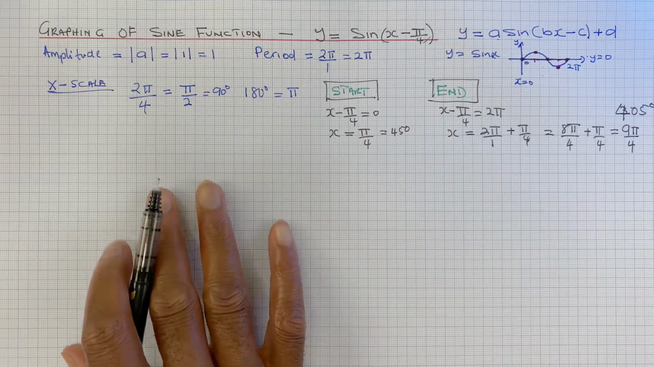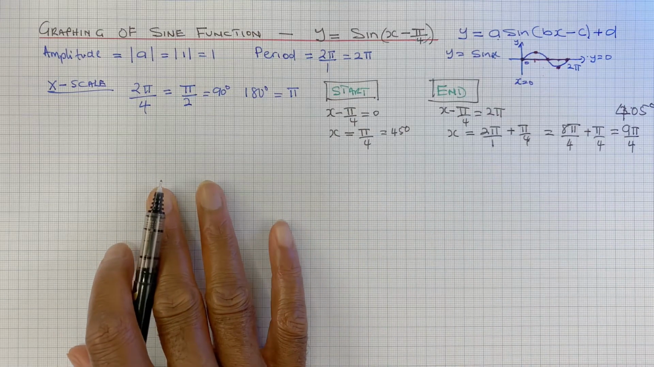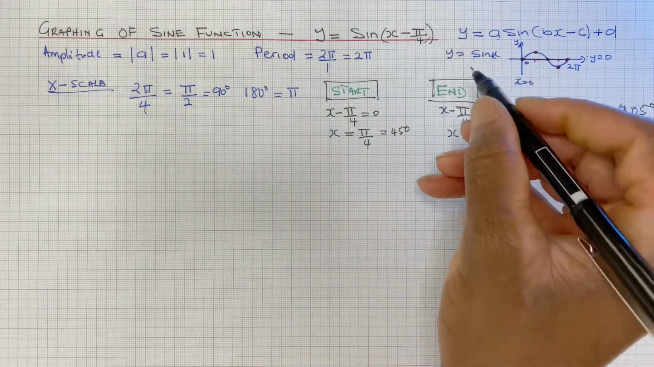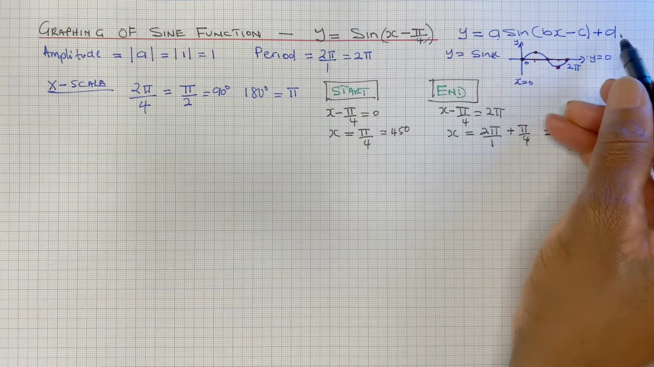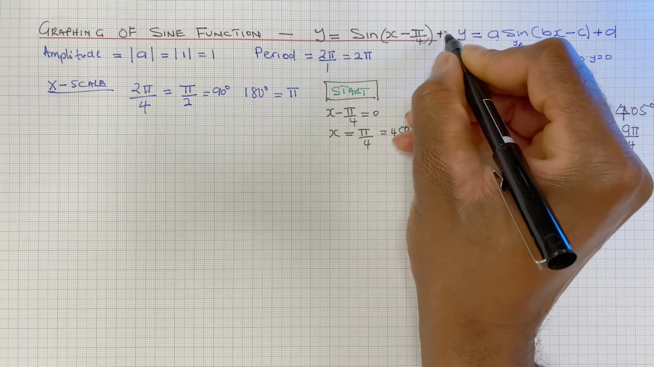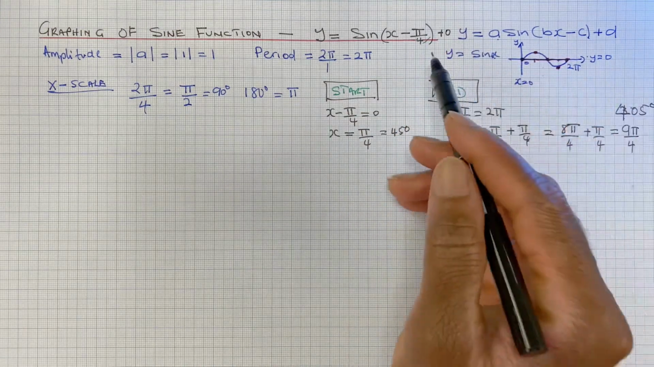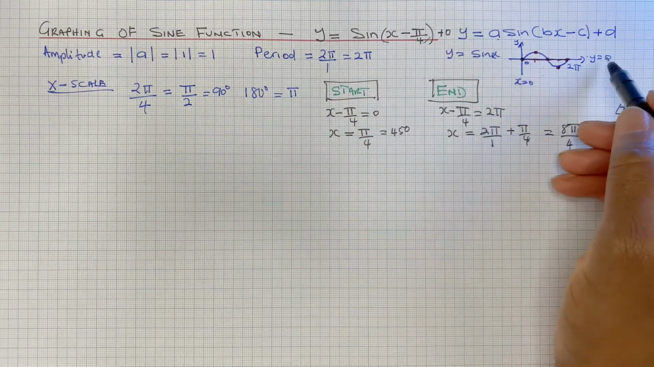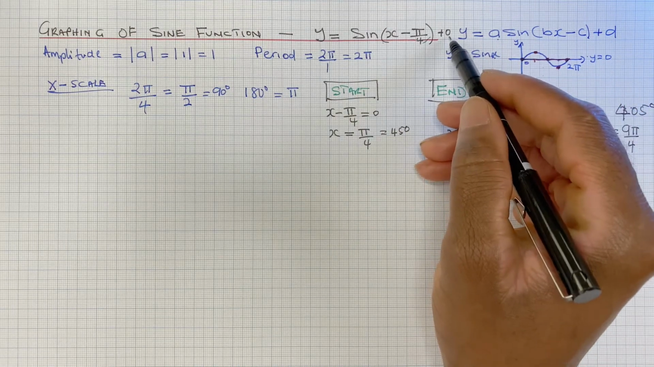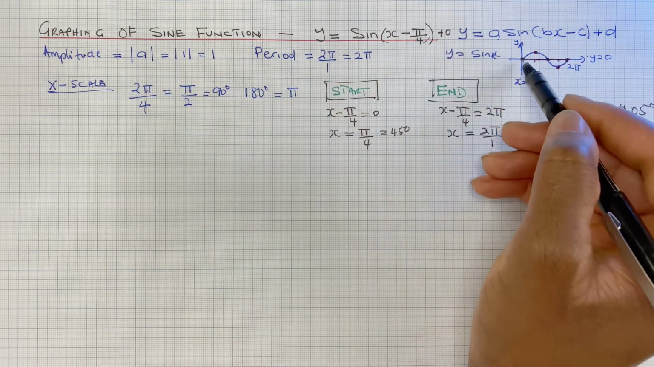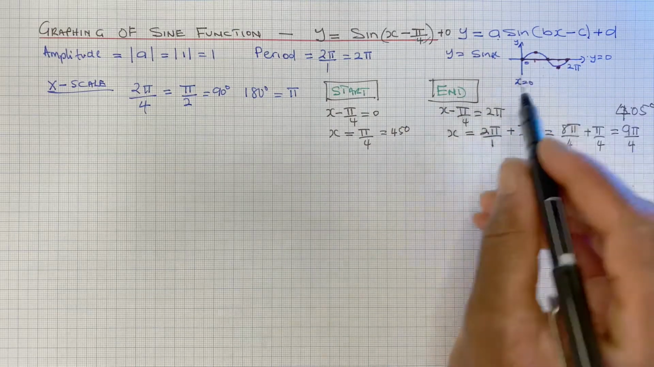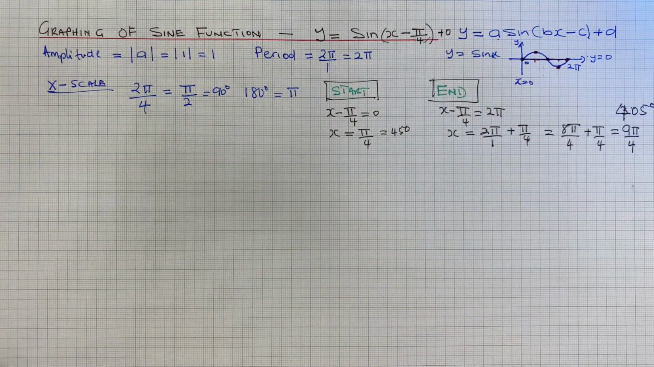Now we can start the graph. So this is it. The amplitude is 1. The d here, let's say plus d. D here is 0. That's plus 0. Because d is 0, that means the graph will start on the x-axis, y equals 0. If it wasn't 0, it would start on whatever that is. That means if it's plus 1, it will start at plus 1. If it's minus 1, start at minus 1. So let's draw this graph.